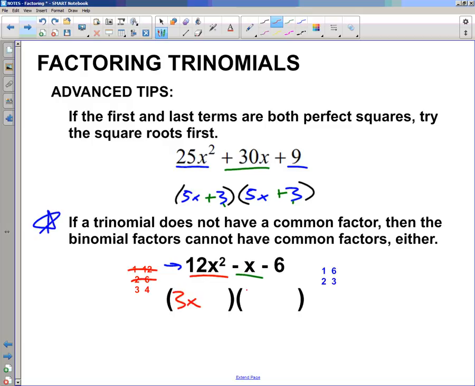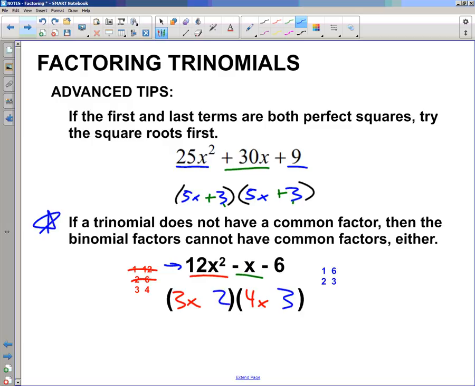Moving on to 3x and 4x. Let's try it with the 1 and the 6. No point in trying because of the common factor of 2 here. We could try the 6 here and the 1 here. But again, no point in trying because there's a common factor of 3 here. We've exhausted 1 and 6. Let's try 2 and 3.